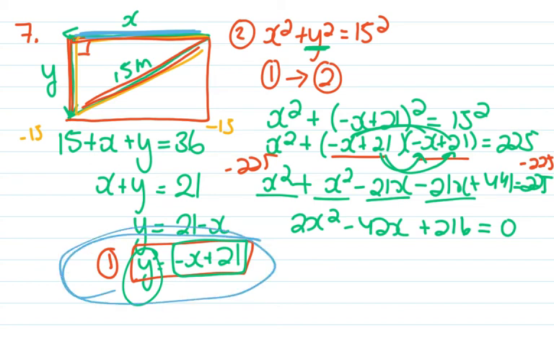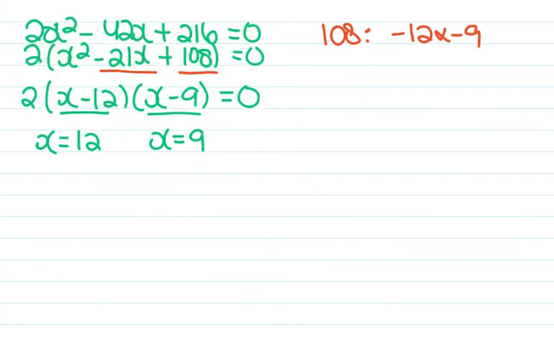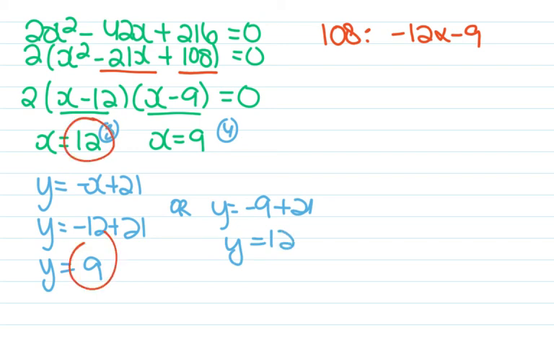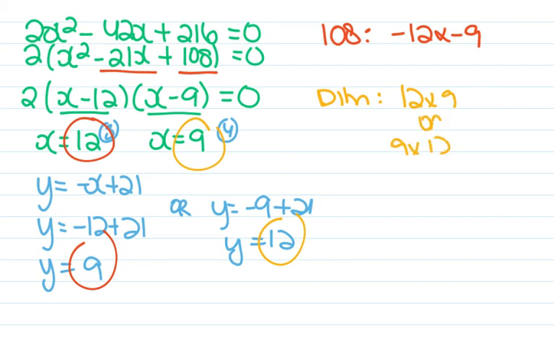Now, my first equation here, y equals negative x plus 21, I'm going to plug these two options back in, to see what the two options for y would be. So y equals negative 12 plus 21, or y equals negative 9 plus 21. So in the first case, y would equal 9, and in the second case, y would equal 12. So my dimensions are either 12 by 9 or 9 by 12. Either one will work for this situation.